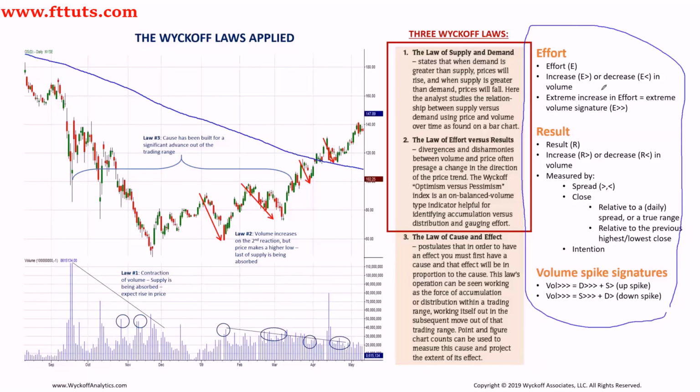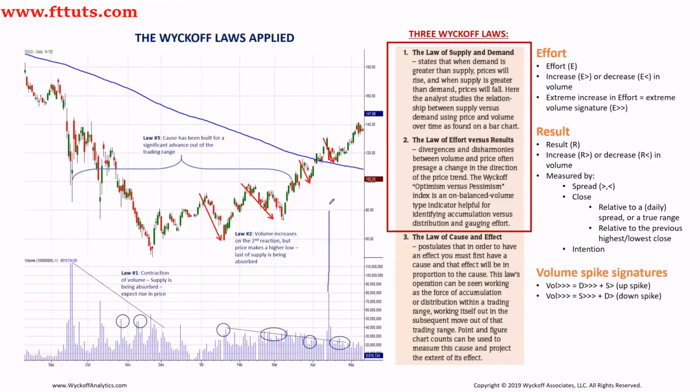What do we look at in the effort? What do we look at in the result? Especially how do we measure the result? That's extremely important. And then I also want you to understand that in some cases, for instance, in the case of this latest reaction, we are going to have an increased volume signature that would suggest or equal an increased downward pressure. Effort to the downside is increasing.